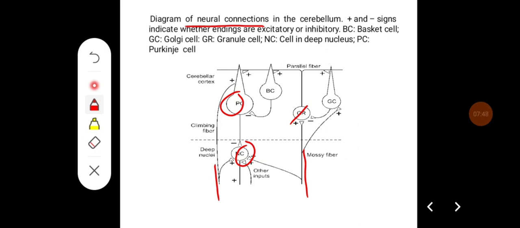Ultimately, the activities in the neurons in the cerebellar cortex, obviously through the Purkinje cells, modulate the activity of the deep cerebellar nuclei, which at the end, ultimately is excitatory.